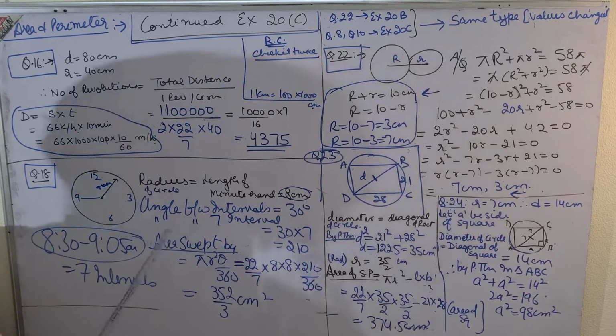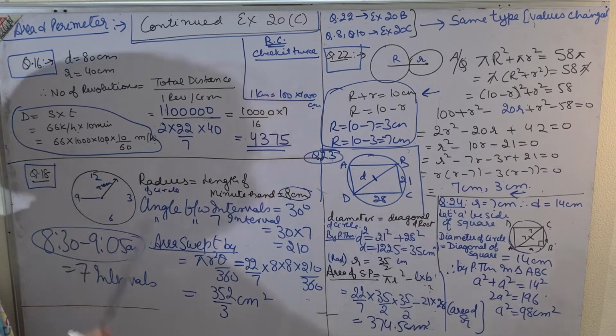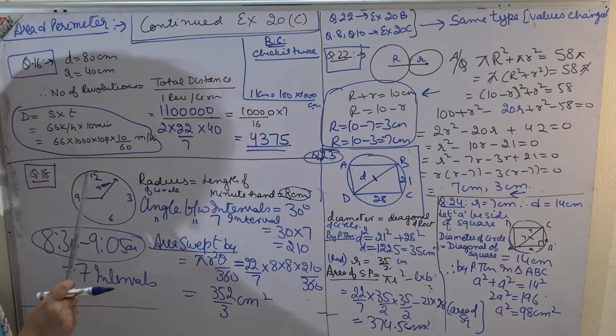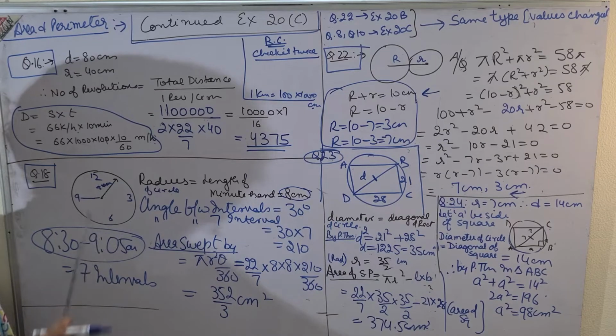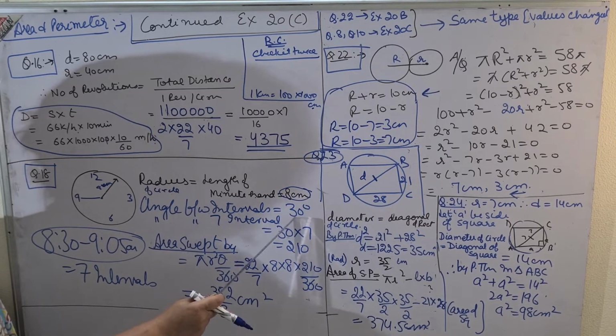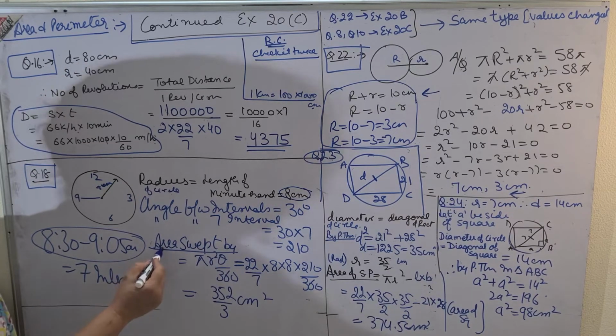Now see, the angle between one interval, that means from 12 to 1, is always 30 degree, because the whole angle around a point is 360. There are 12 intervals, so one interval will be equal to 30 degree. Since from 8:30 to 9:05, if we count, there are 7 intervals, the angle between 7 intervals will be 30 into 7, that is 210.